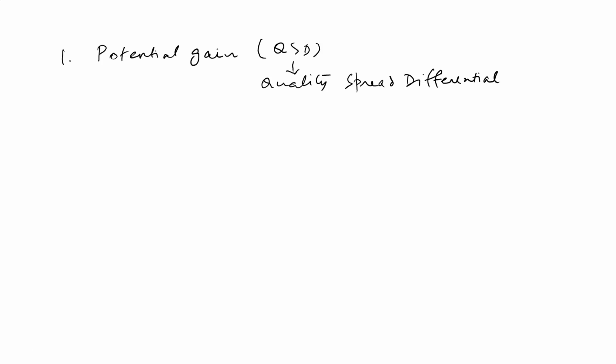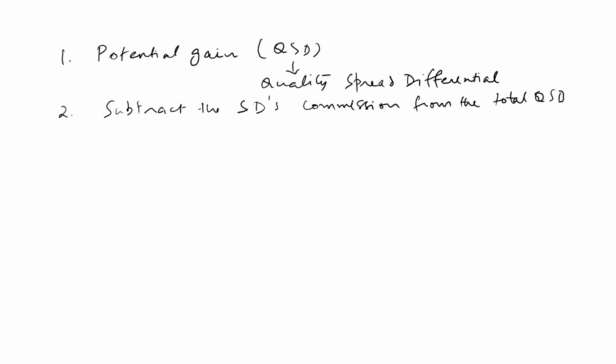And out of this total potential gain that is going to be available to both parties, remember they have been brought together by an intermediary, the swap dealer. So the swap dealer is going to ask for its own cut, which we are going to subtract from this QSD. I'm just writing S for swap and D for dealer. Swap dealer's commission from the total QSD, right? And now something will remain.